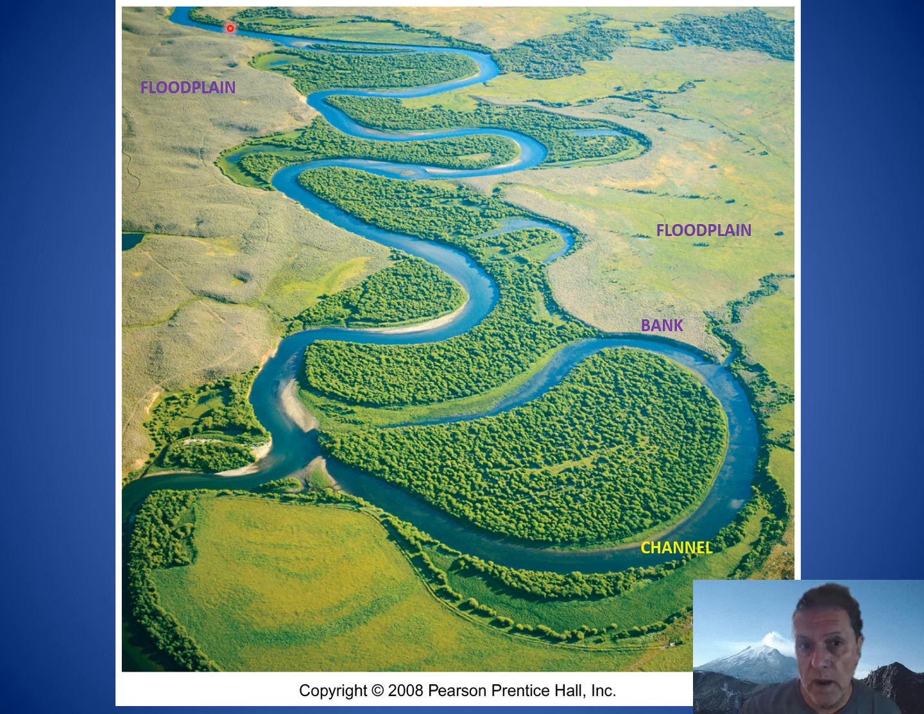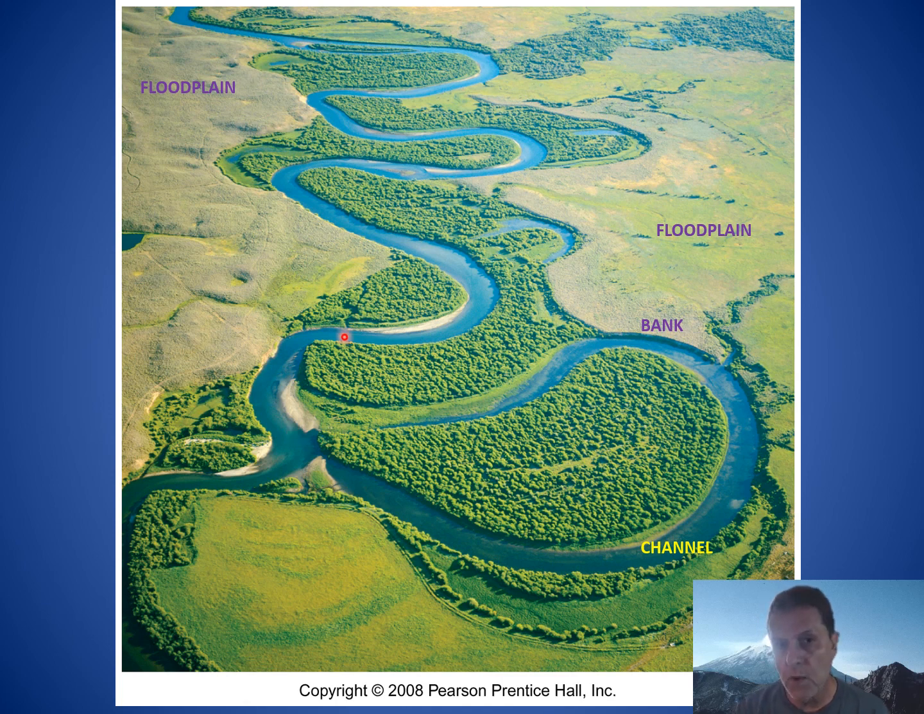And what a meandering river can do is on the outside of bends, like here, it will erode and cut away material. And on the inside of bends, like right here, it will deposit materials. I'll get more into that later. It has to do with stream and water velocity.